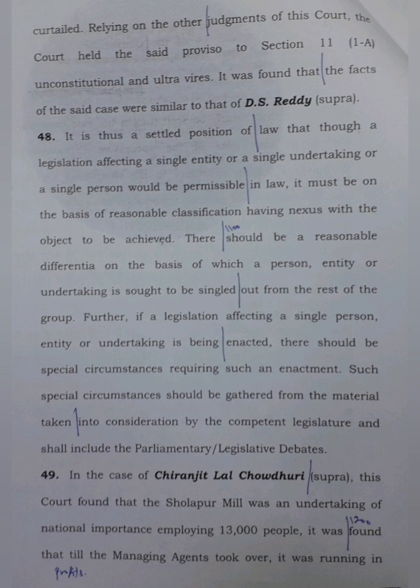In the case of Chiranjit Lal Chaudhary Supra, this court found that the Sholapur mill was an undertaking of national importance, employing 13,000 people. It was found that till the managing agents took over, it was running in profits.